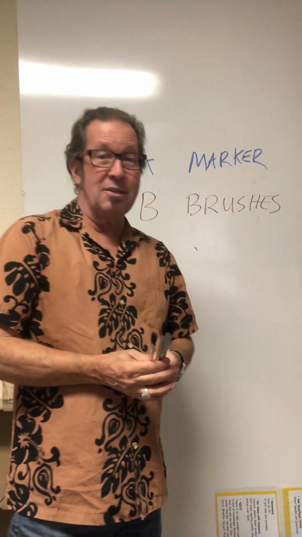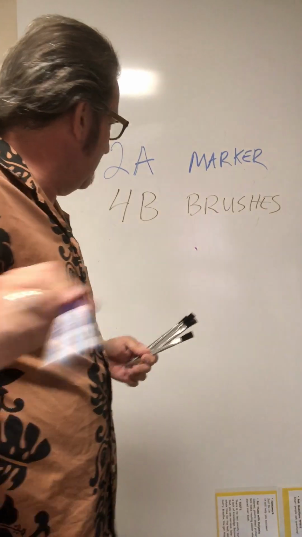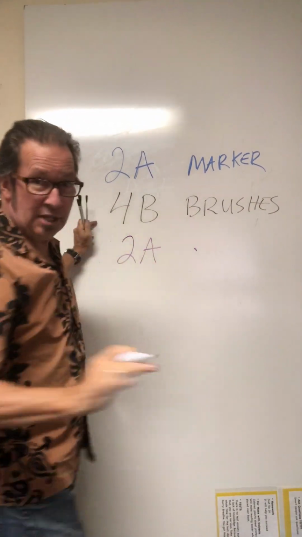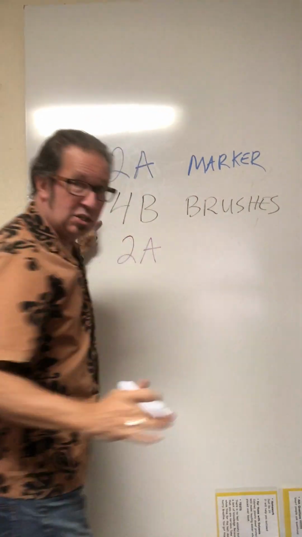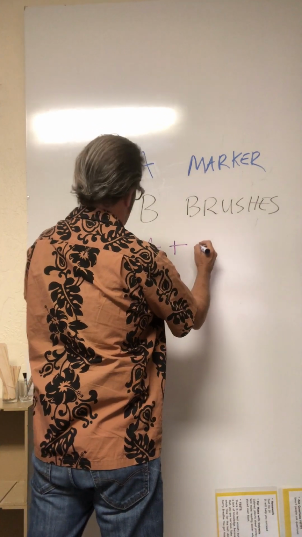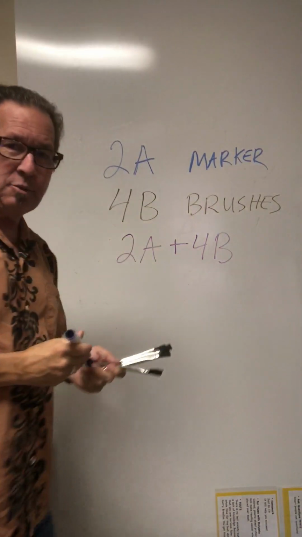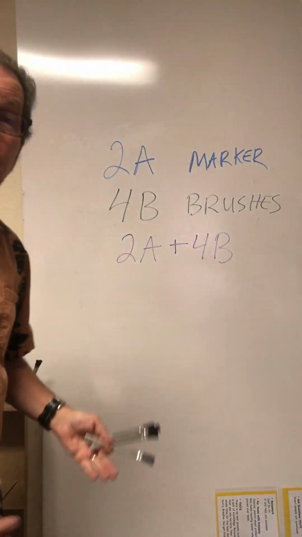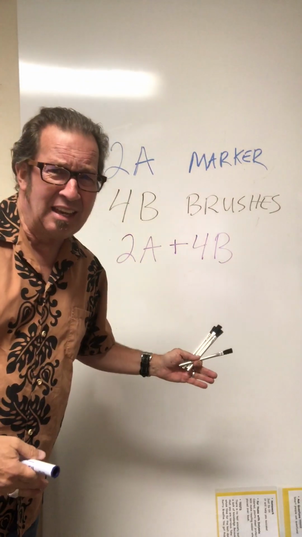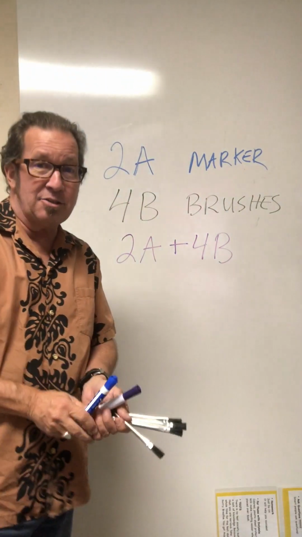So, if I said, I'm going to add these 2 things up, right? So, I'm going to go ahead and say 2A. This is the important part, because this is where kids make mistakes all the time. Plus 4B. And a lot of times what people will do is they'll say, oh, well, that's 6. 6 what? 6AB. No, that doesn't make sense. We've already said A's are markers, right?